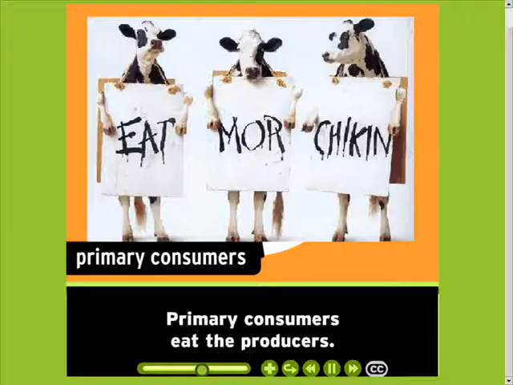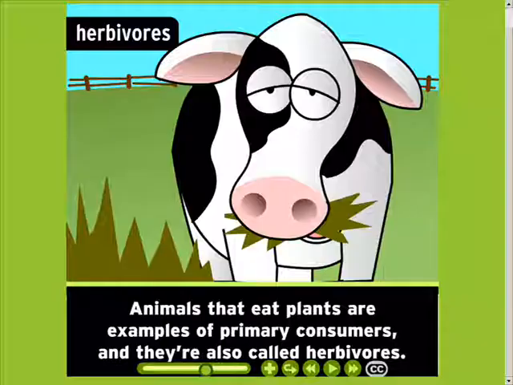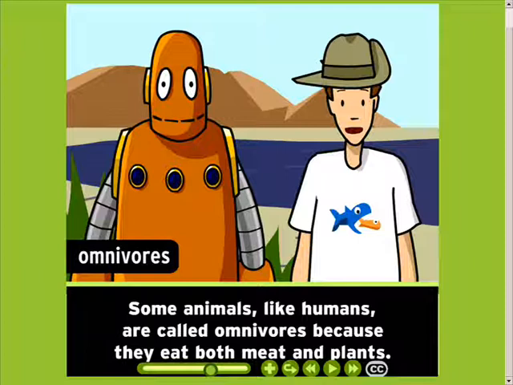Primary consumers eat the producers. All animals that eat plants are called herbivores. Secondary consumers are the organisms that eat the primary consumers. These are carnivores, or meat eaters. Some animals, like humans, are called omnivores because they eat both meat and plants. There are other kinds of consumers too.